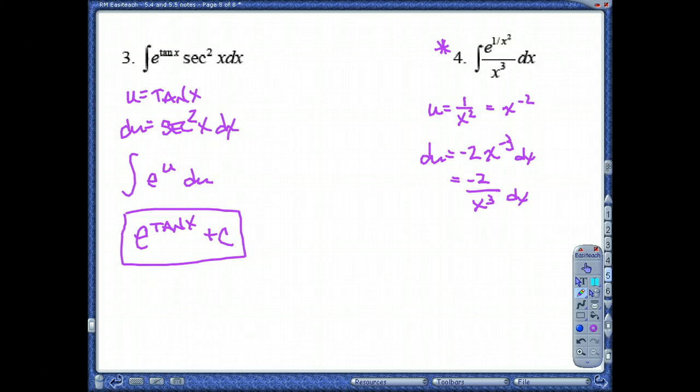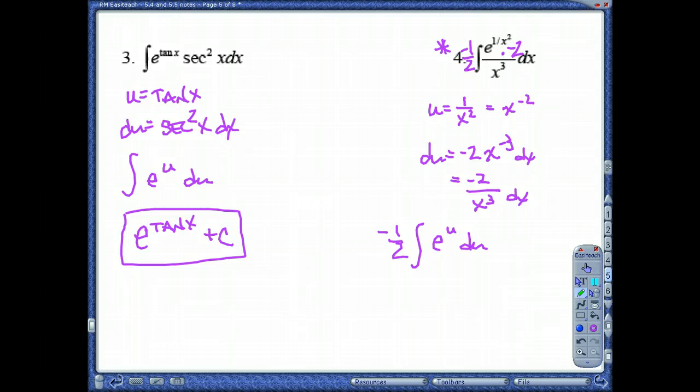I have currently right now a 1 on top of here. I need a negative 2. So I'm going to put the negative 2 in here, counteract that with a negative 1/2. So what I end up with is negative 1/2 e to the u du.